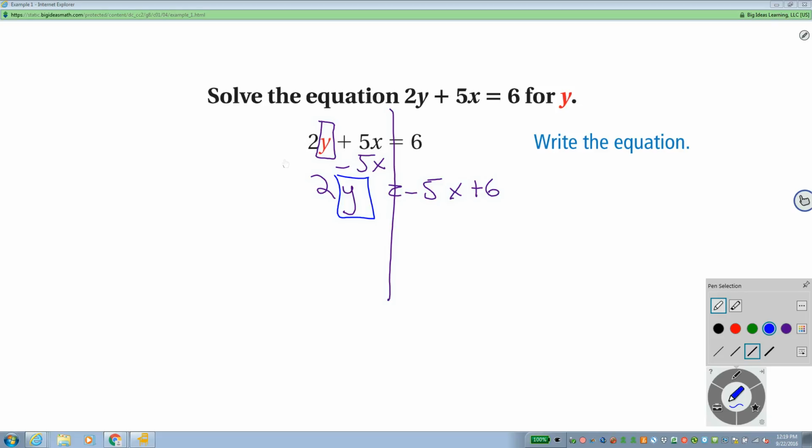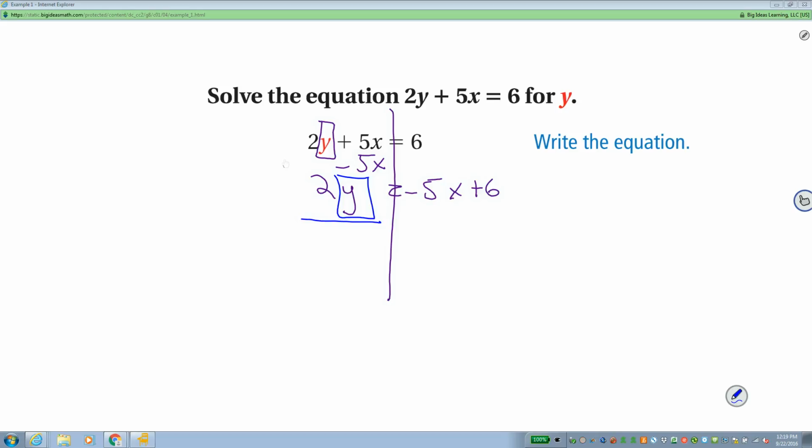It's 2 times y, Clayton. So what do we have to do? You have to divide by it, too. Okay. Now this is what's different. When we divide or multiply this product over here, we do it to everything over here. So we're going to divide every number that we see, even if it has a variable attached to it. We're going to divide it by 2.